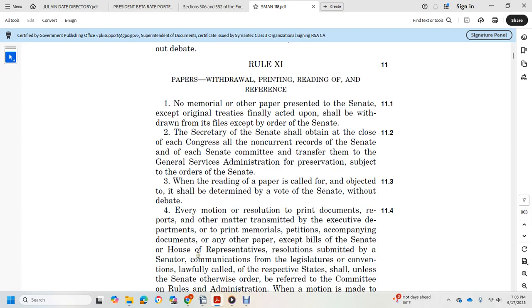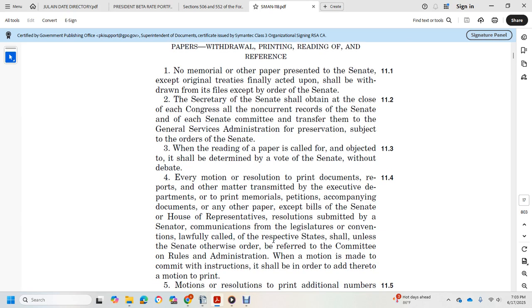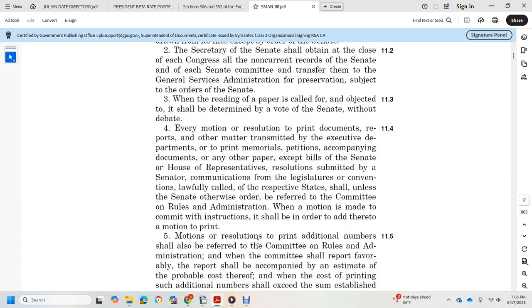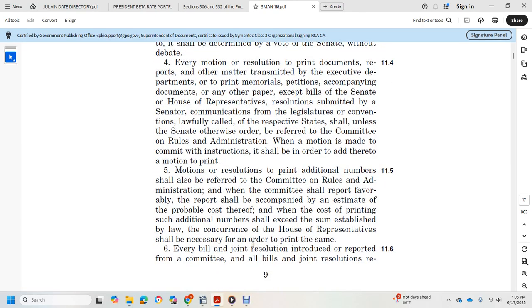Every motion and resolution to print documents, reports, or other matter transmitted to the executive departments, or to print memorials, petitions, or accompanying documents or any other paper, except bills of the Senate, House of Representatives, resolutions submitted in the Senate, and communications from the legislative conventions lawfully called in the respective states, shall, unless the Senate otherwise orders, be referred to the Committee on Rules and Administration. When a motion is made to commit with instructions, it shall be in order to add thereto a motion to print. Motions and resolutions to print additional numbers shall also be referred to the Committee on Rules and Administration.